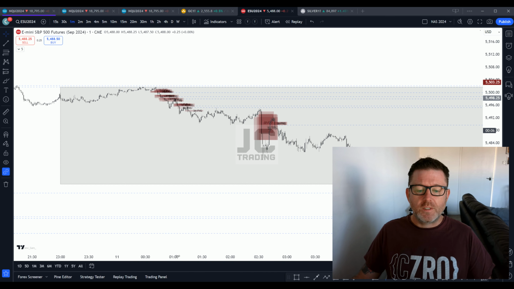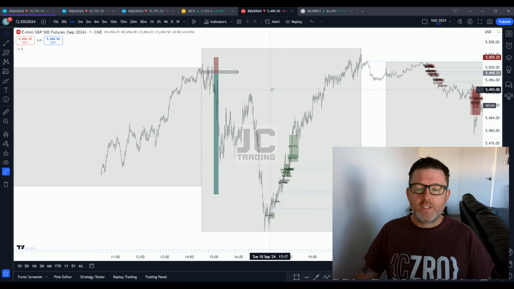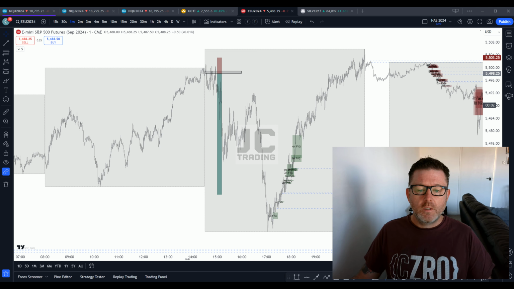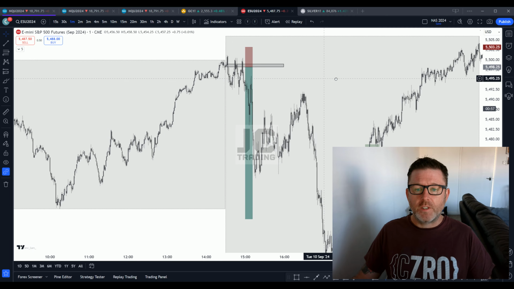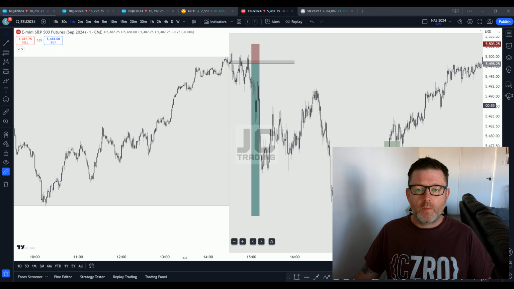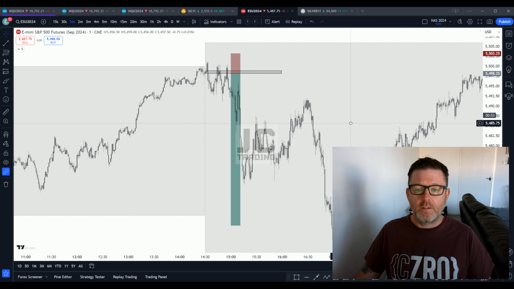We had a very similar setup on ES. It actually looks a little bit cleaner on ES. So again, and we're trading this live every day in our Discord. It's a very popular strategy.